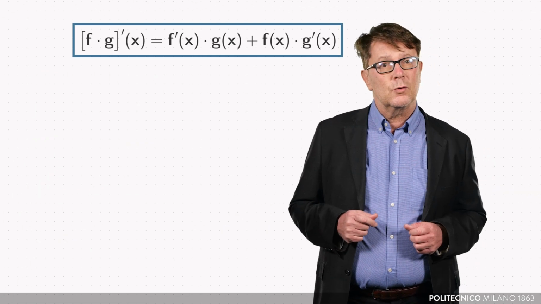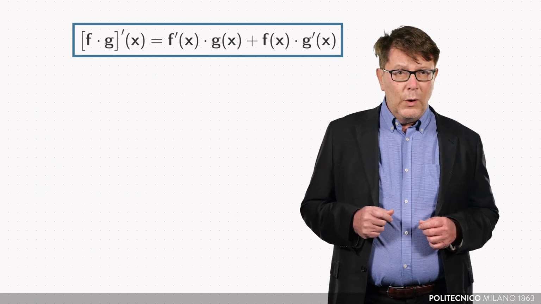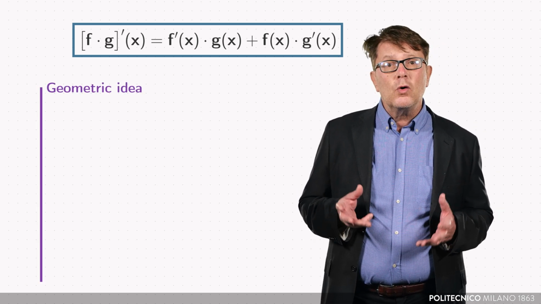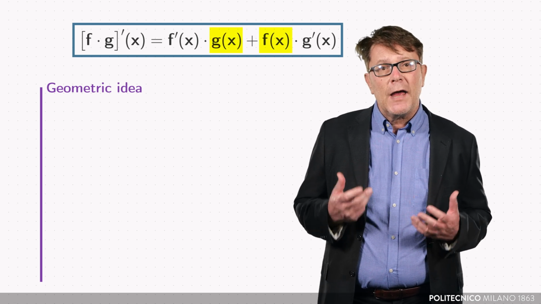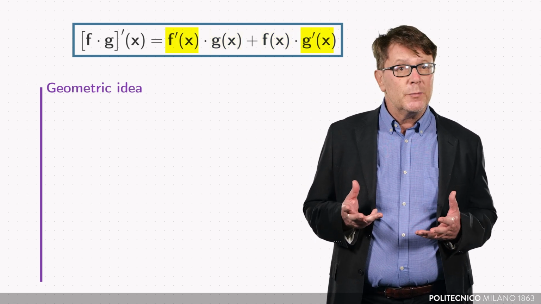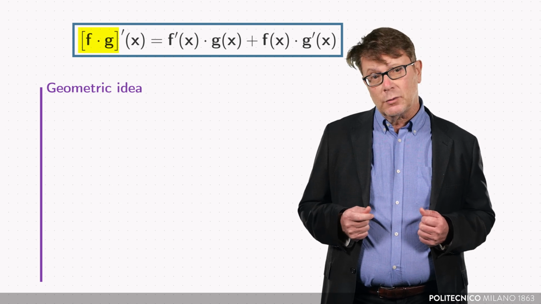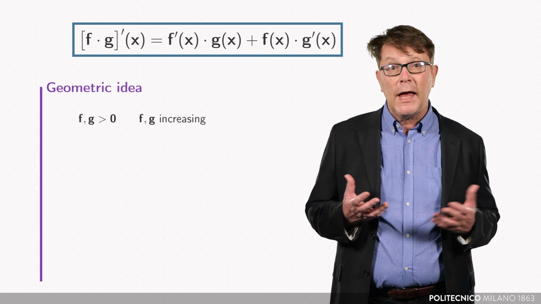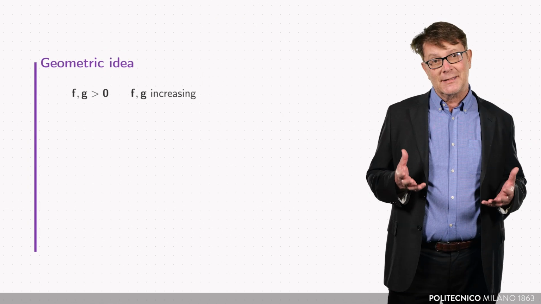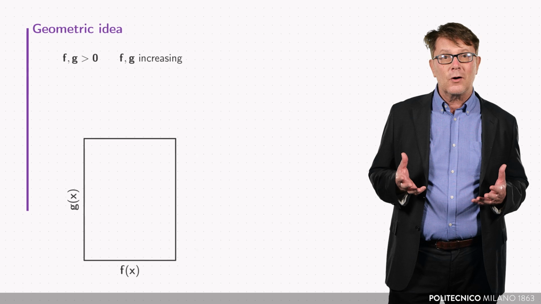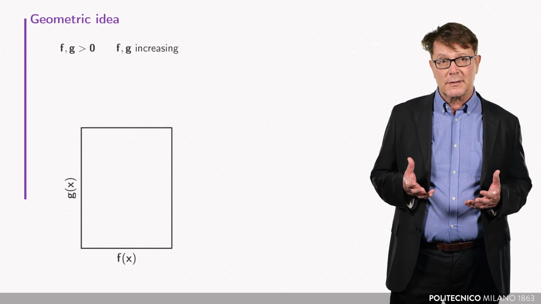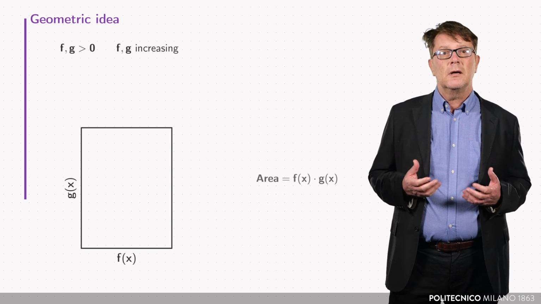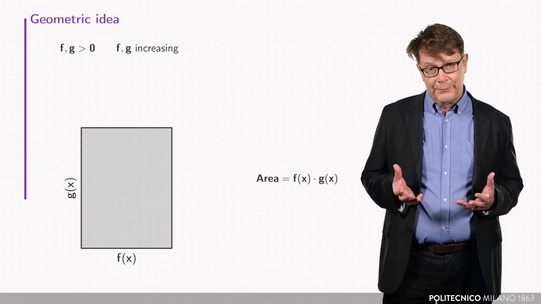Where does the Leibniz rule come from? We can get a very intuitive geometric idea of its validity, which will also help us to remember the way in which f and g mix together with f prime and g prime to determine the derivative of the product. Suppose that the two functions f and g are both positive and increasing. Let's fix x and consider a rectangle with sides f of x and g of x. Then the product of the two numbers f of x and g of x represents the area of this rectangle.